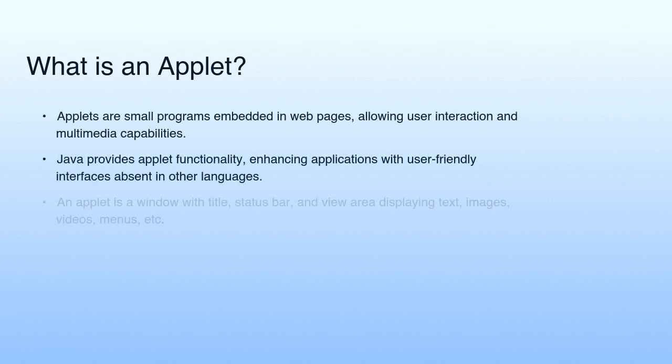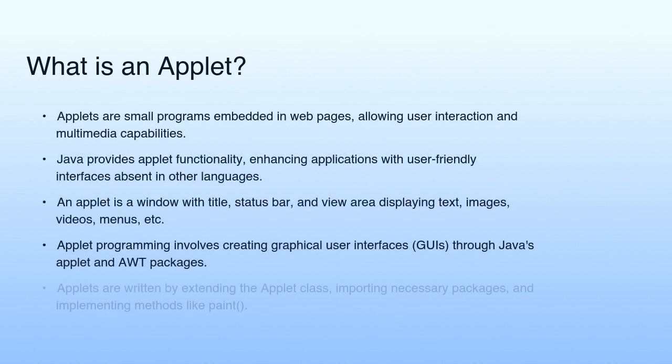An applet is a small program embedded within web pages, enabling user interaction and multimedia capabilities. Java's applet functionality enhances applications with user-friendly interfaces, presenting content through a window with a title, status bar, and view area for displaying text, videos, menus, and more.